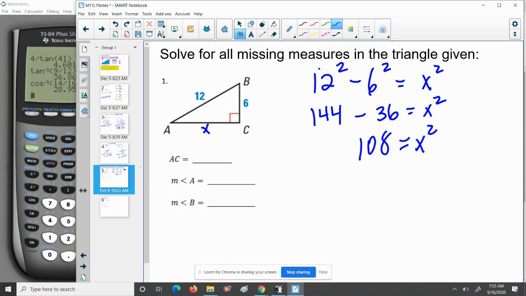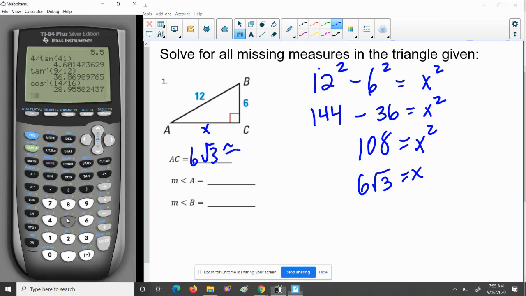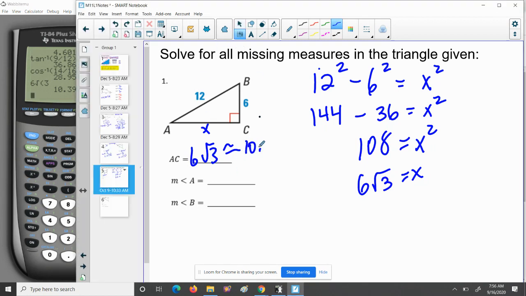108 is 36 times 3. So if we take the square root of the 36, that would give us 6 and leave the 3 inside. So we've got 6 square root of 3, or as a decimal, let's see what that would be. 6 square root of 3 as a decimal would be 10.392. All right, now let's try the next one.